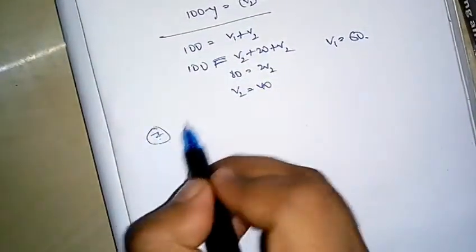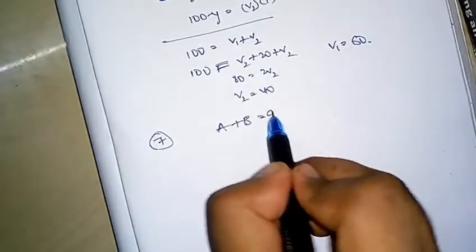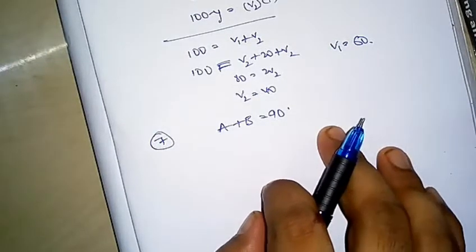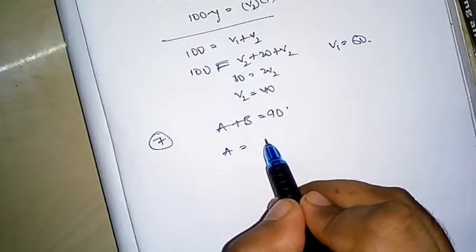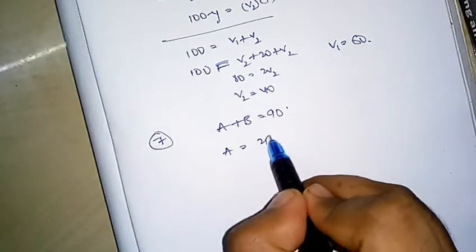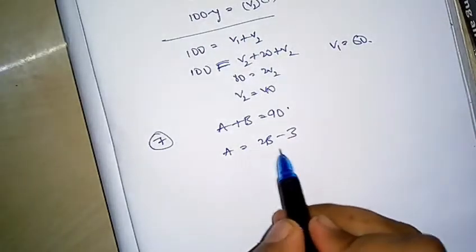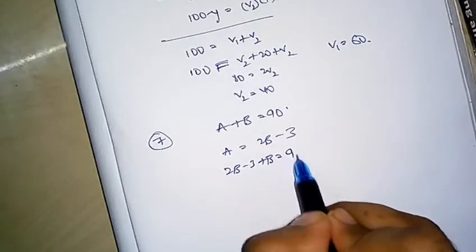Next, seventh one. Two angles are complementary, so a plus b is equal to 90. The larger is 3 less than twice the measure of the smaller. Let a be the larger one. A will be 3 less than twice b, so 2b minus 3. Find the measure of each angle. So substitute this in the first equation: 2b minus 3 plus b is equal to 90.